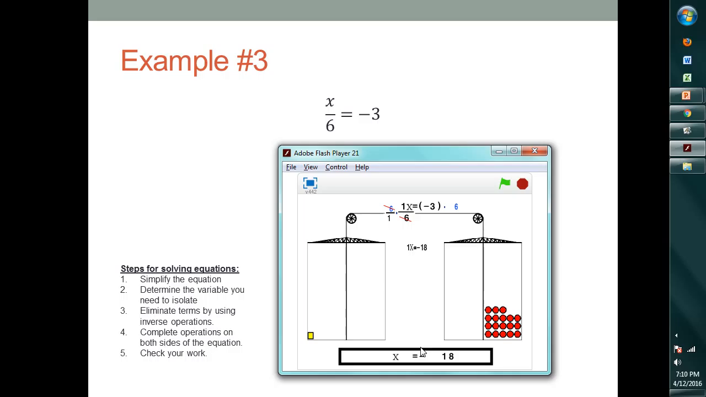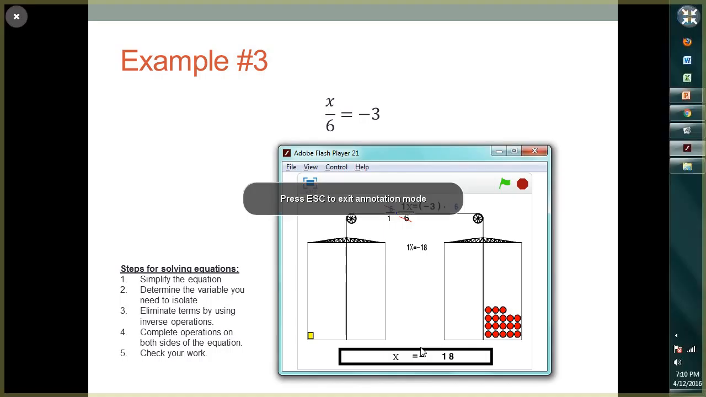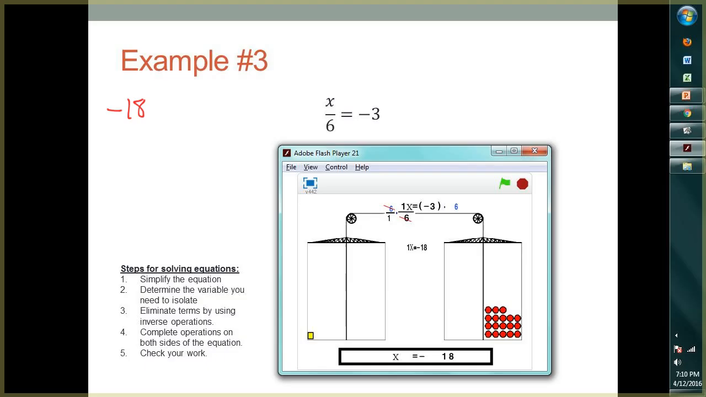So let's go through and check that really quick. Negative 18 was my answer. x divided by 6 equals negative 3. A negative divided by a positive is still a negative. 18 divided by 6 is 3. So negative 3 is equal to negative 3, so my answer checks out.